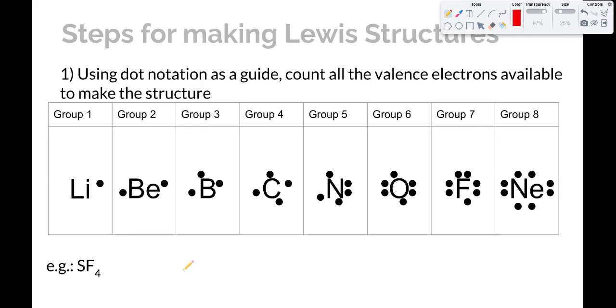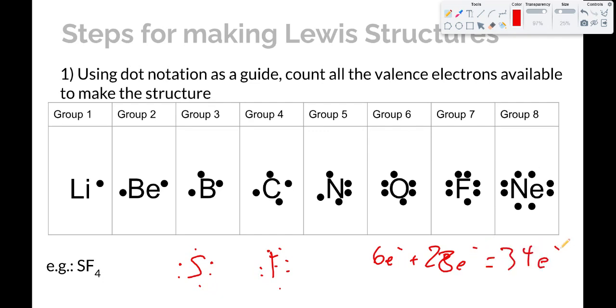Let's do another one. SF4, sulfur, is a column 6, like oxygen. It's going to have 6 valence electrons. Fluorine is a halogen, group 7, 7th column, 7 dots. So 1 sulfur is going to give us 6 electrons. 4 fluorines is going to give us 28 electrons. So that means 34 electrons for total.